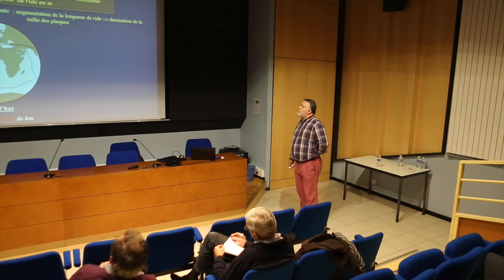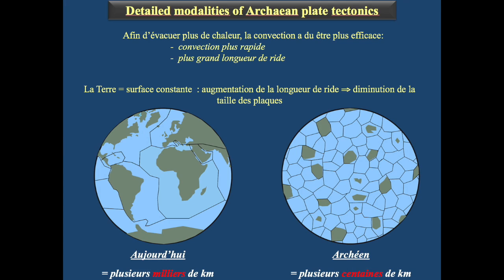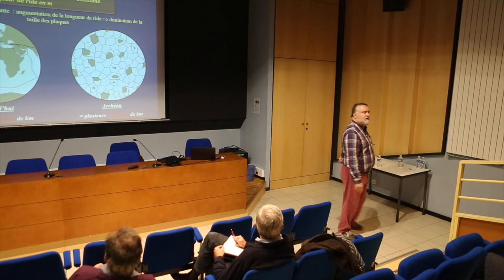So the consequence is that today we have plates like here, and the typical size is some 1,000 kilometers. In the Archaean, if we consider that the ridge system was longer, this should have resulted in smaller plates. If the volume of the Earth is constant and you increase the length of the ridge, you should have smaller plates, just like what we see here. So the size should be some 100 kilometers and not 1,000 kilometers.